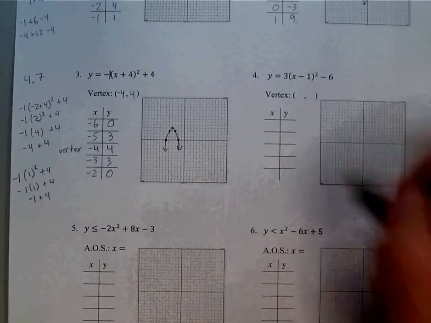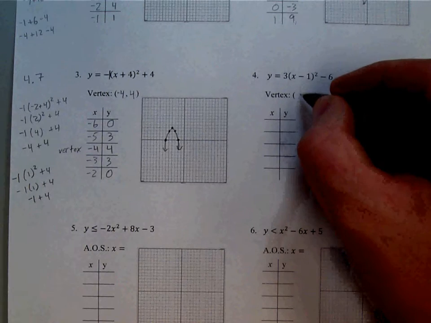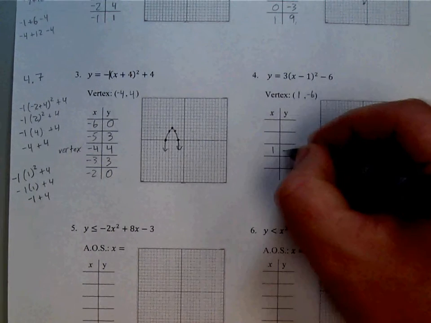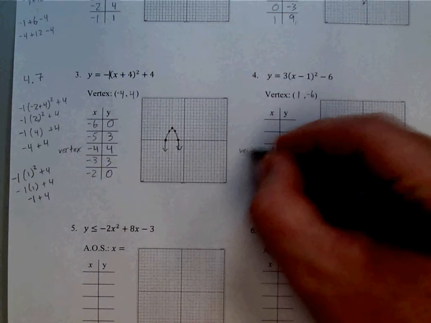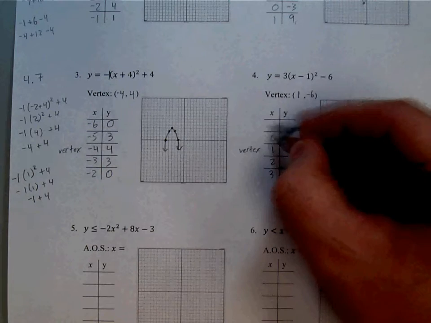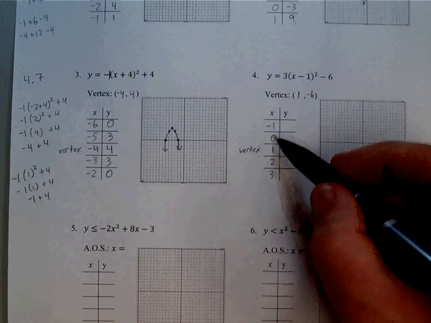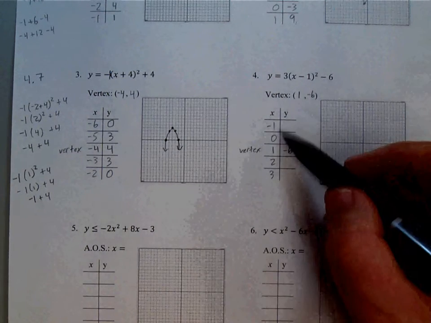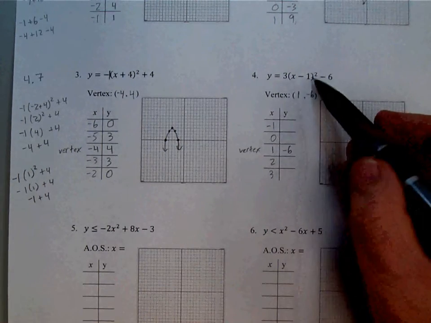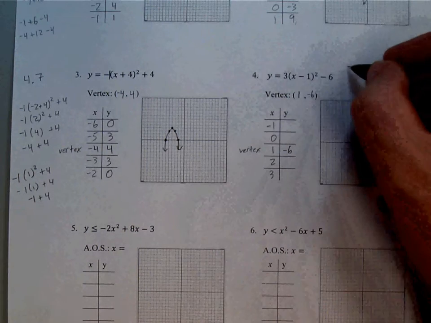Okay, number 4. Vertex, opposite of negative 1 is positive 1, and negative 6. Surround 1 with 2 and 3, 0 and negative 1. I might, let's see, I might plug in 2. A lot of times I plug in 0, but it doesn't work quite as well here. So I might even plug in 2.